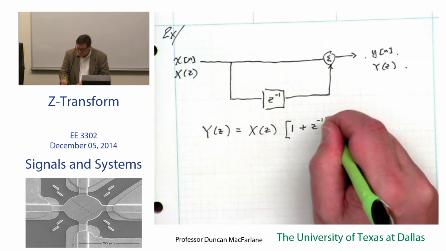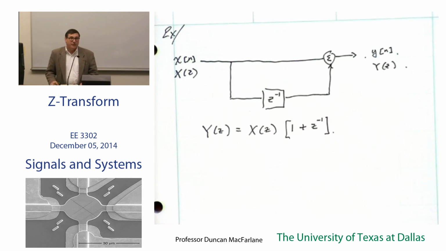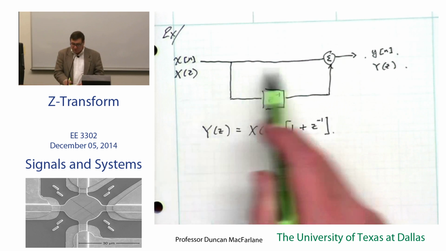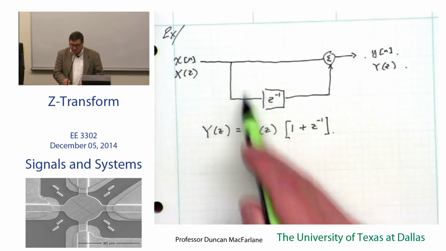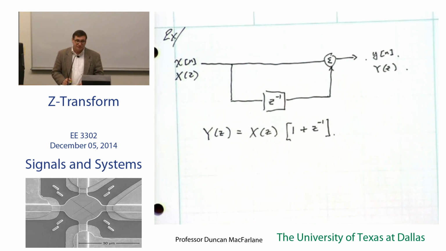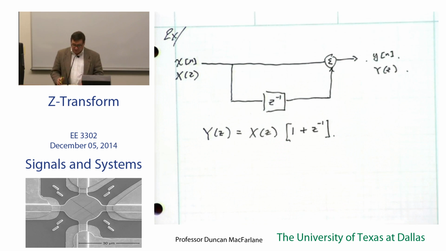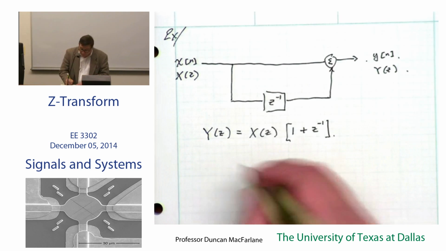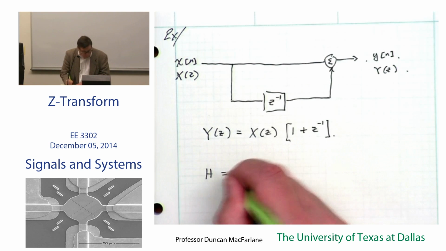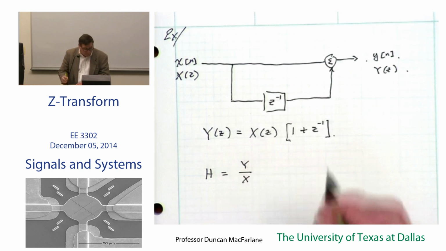of mathematics, I have a 1 plus z. So x of z times 1 is this path, x of z times z minus 1 is this path here. Okay? So I've skipped a step, but it's not too terrible. And you might leave a space and fill it in if you'd like. Well, remember our work with transfer functions. In the frequency world, h is just y over x, the output over the input.